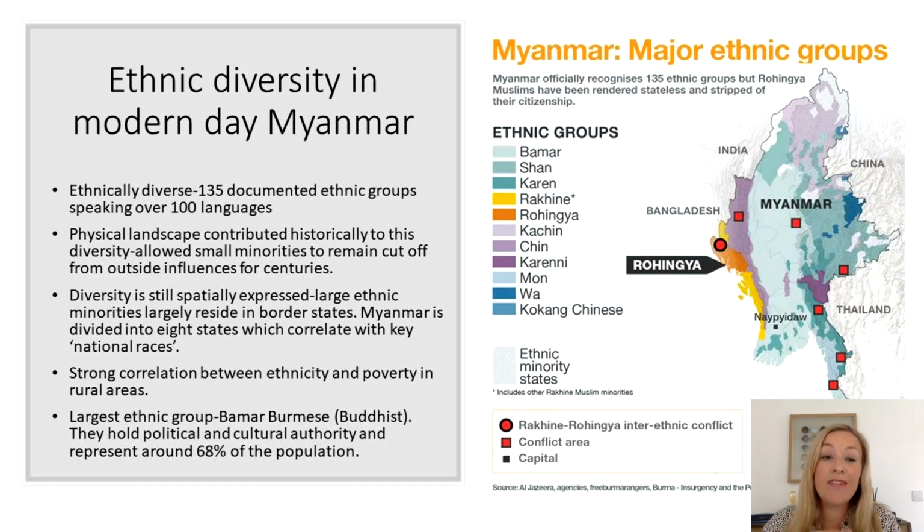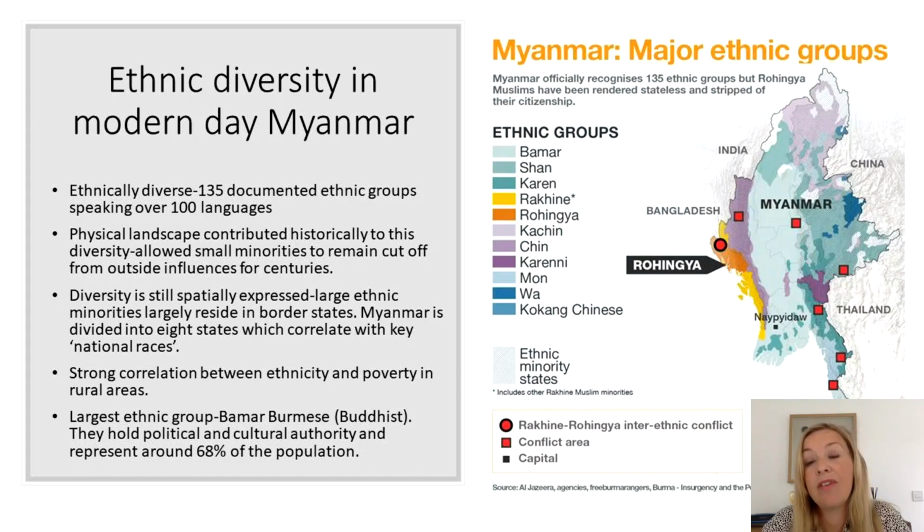So the diversity, as I've said before, is spatially expressed. So I've included a map here that lists some of those key ethnic groups. And you can see just how that map looks there. So there's quite a bit of segregation, and they reside in different areas. Myanmar is divided into these 8 states, and they correlate with what the government in Myanmar call national races. There's very strong correlation between ethnicity and poverty in rural areas.